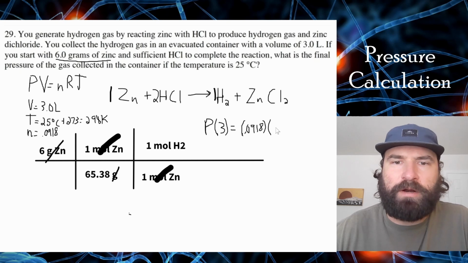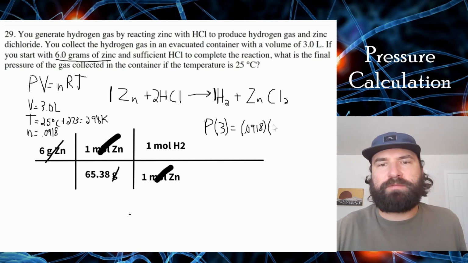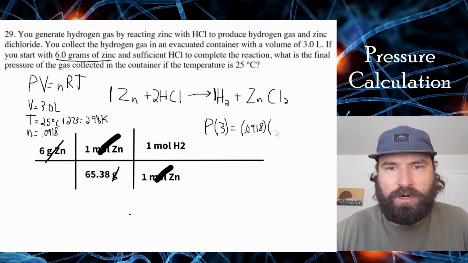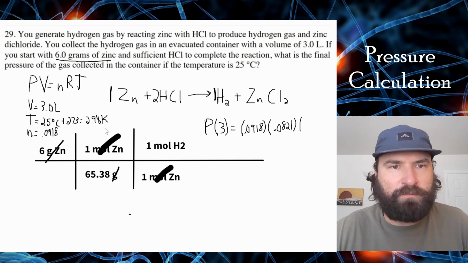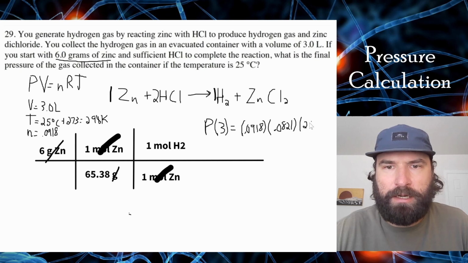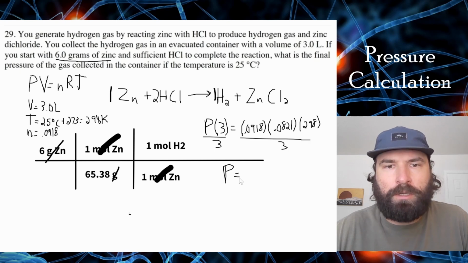0.0918. Then we've got to plug our R value in, which varies depending on what we want our unit for pressure to be. I'm going to use the R value that gives us atmospheres. So the atmosphere's R value is 0.0821, and that's just a constant. That's just a number that we know for R. That's always the same. And then times our temperature, which we just converted into Kelvin, and that's 298. So to get our pressure, we're just going to multiply all these numbers, divide by 3 to solve for P. And after all is said and done, after we calculate that out, we get a pressure of 0.749 atmospheres.